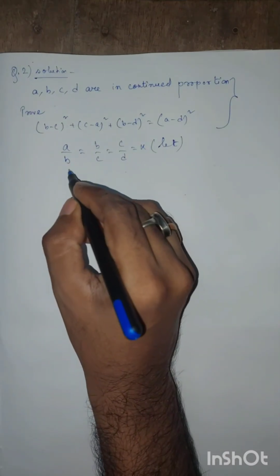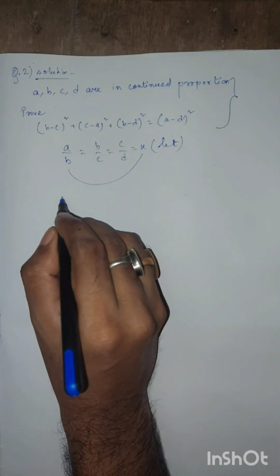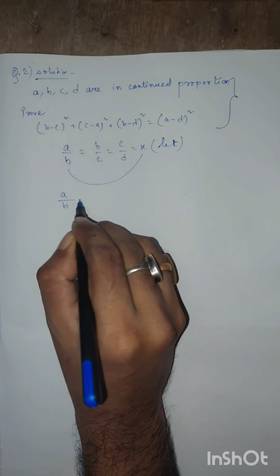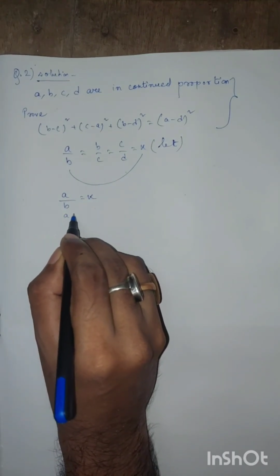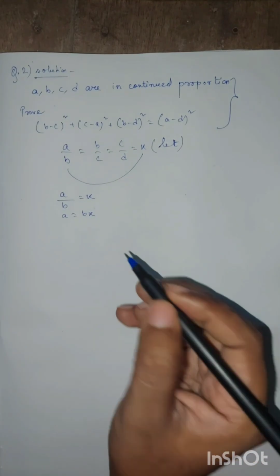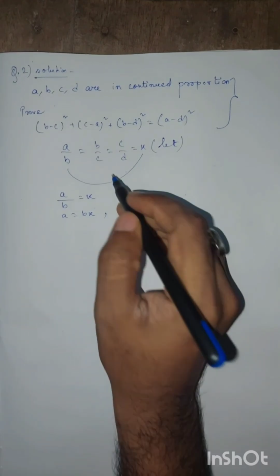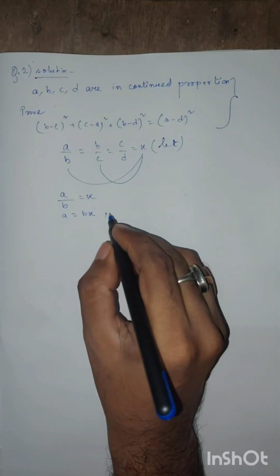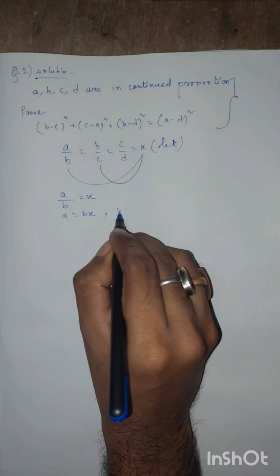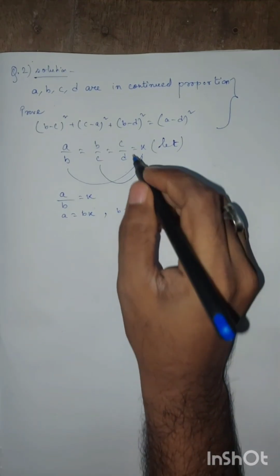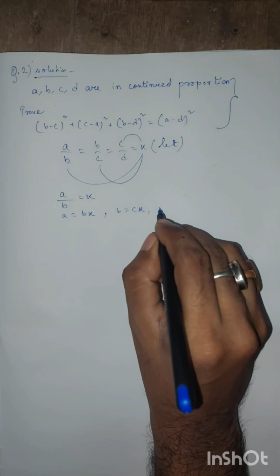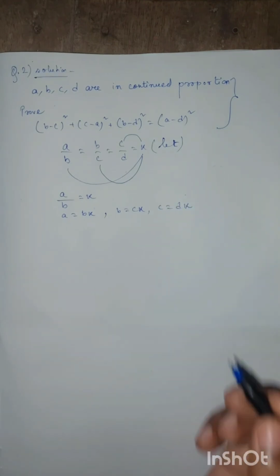So from the first relation we can say A by B is equal to K. That means A is equal to BK. Similarly, from the second relation we can say B is equal to CK. From the third relation we can say C is equal to DK.